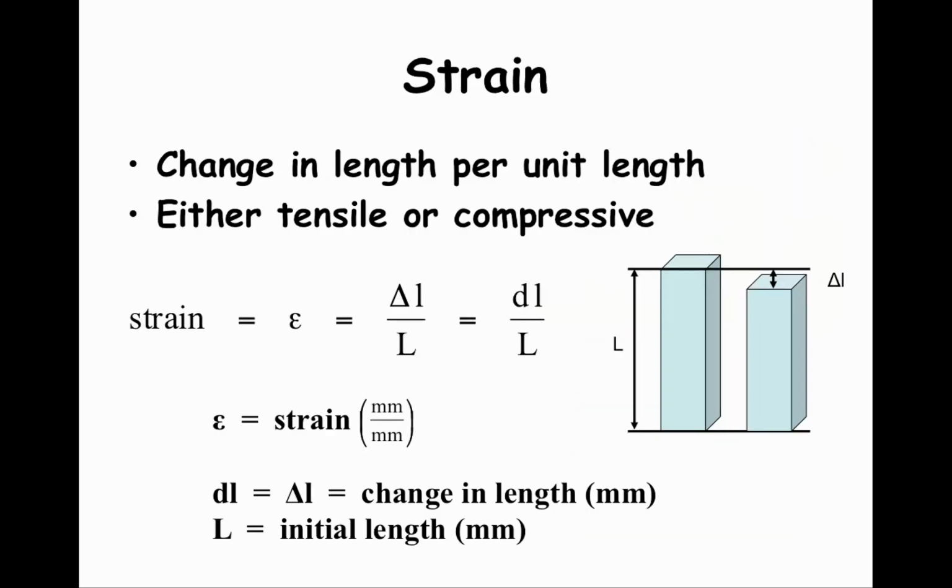Strain is defined as a change in length per unit of initial member length. Strain can be either tensile, where the member becomes longer and thinner, or compressive, where the member becomes shorter and thicker. Strain, commonly described by the lowercase epsilon, is defined as the change in length, delta L, over the initial member length, L. Strain has units of length over length, millimeter per millimeter.